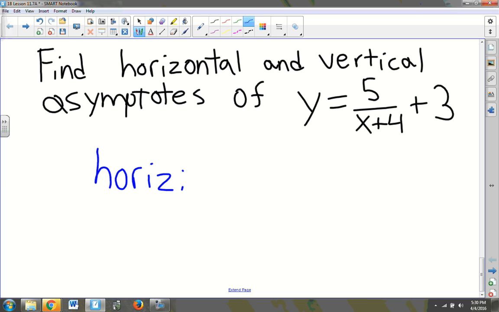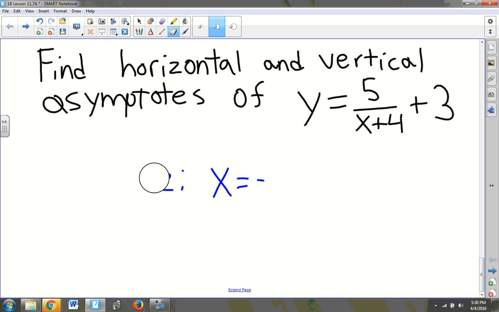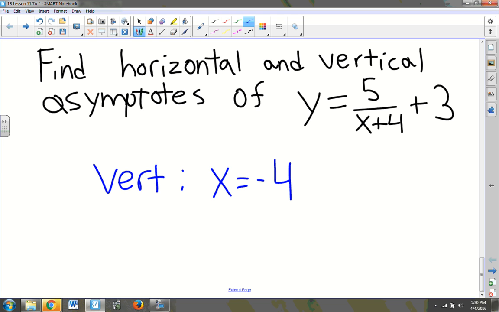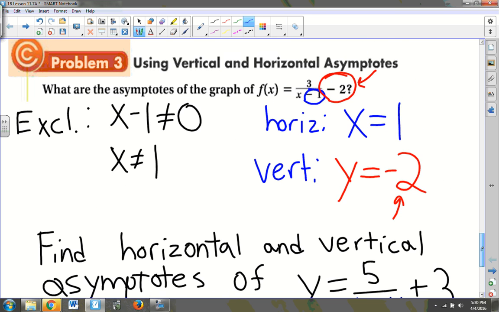The horizontal asymptote here is at x equals, the vertical asymptote, I gotta switch that backwards on the last problem, my apologies. The vertical asymptote is at x equals negative 4. The horizontal asymptote is at y equals positive 3. Let's go back up and change that up here.